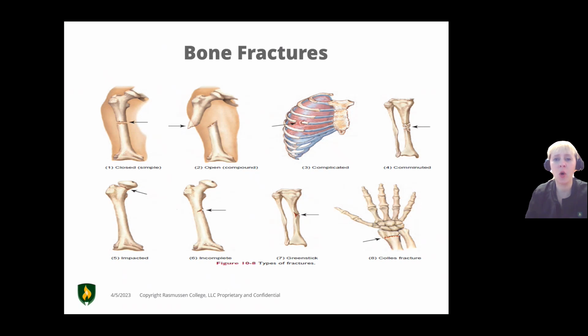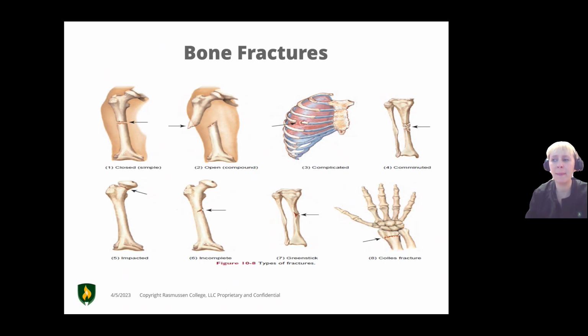The second type is an open fracture. So this involves a broken bone and an external wound that leads to the site of the fracture. Number 3 is a complicated fracture. This is one in which the bone has broken and the injury is to an internal organ, such as when a broken rib pierces things like your lungs. Number 4 is a comminuted fracture. This is when the bone is broken or splintered into pieces.